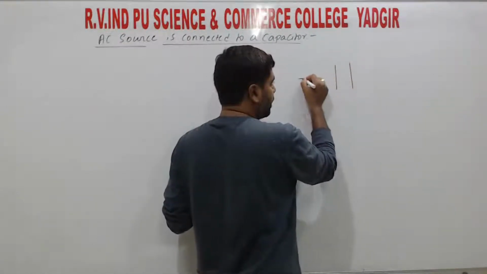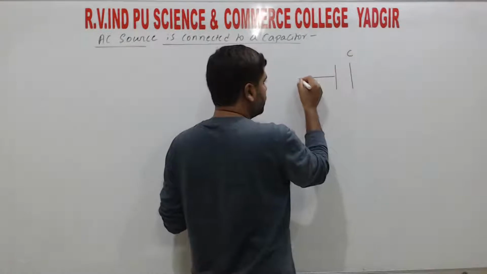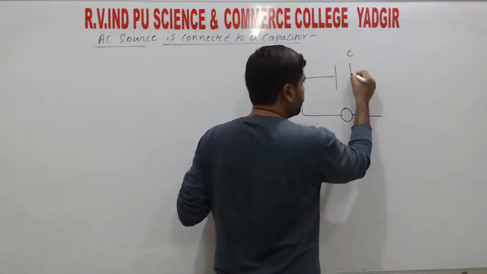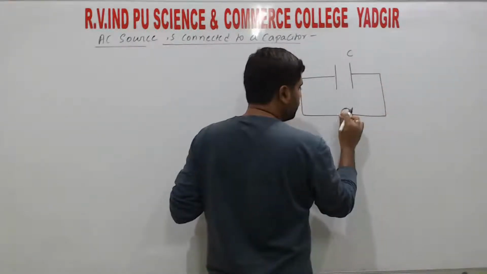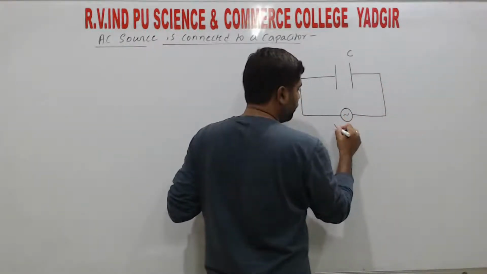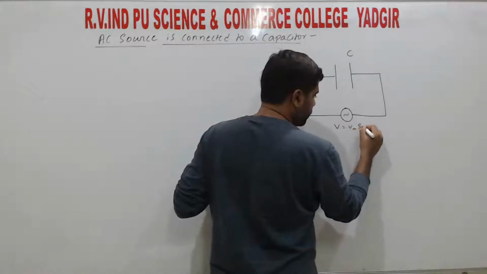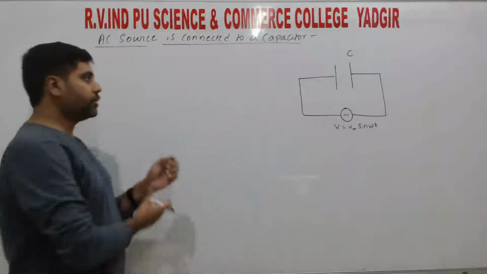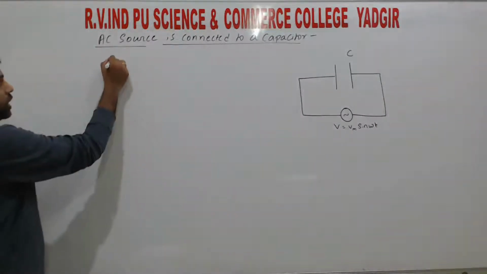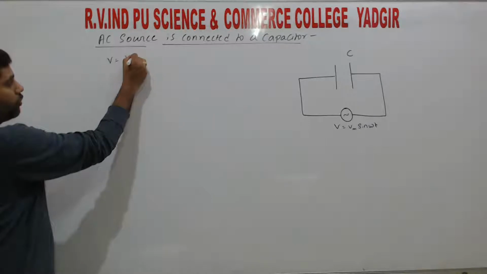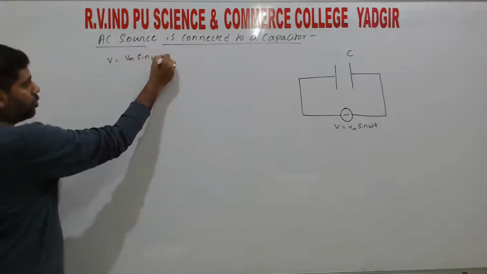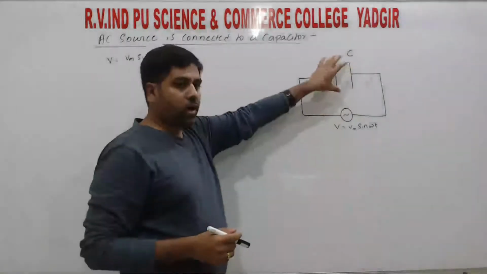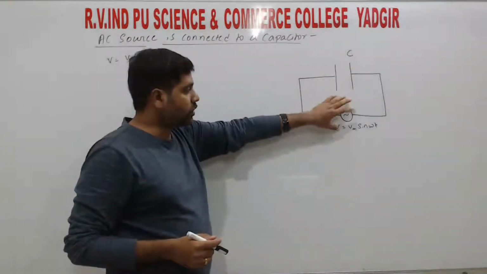A parallel plate capacitor having capacitance C is connected to an AC source having the voltage V equals Vm sin omega t. The AC source which we are applying to the capacitor, that voltage we take as V equals Vm sin omega t, right?